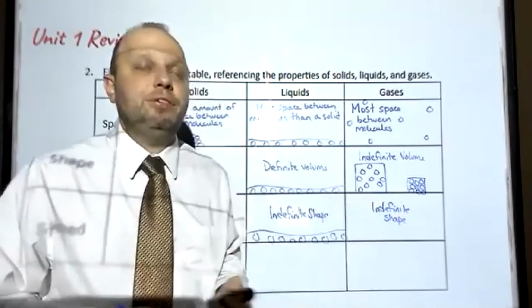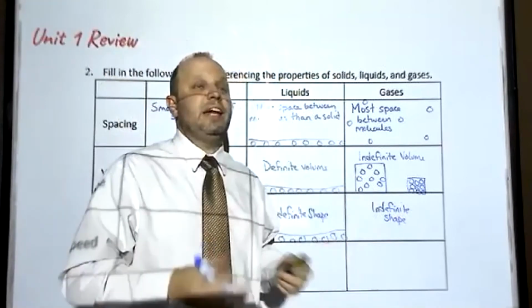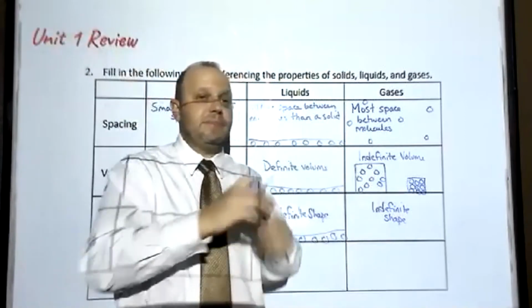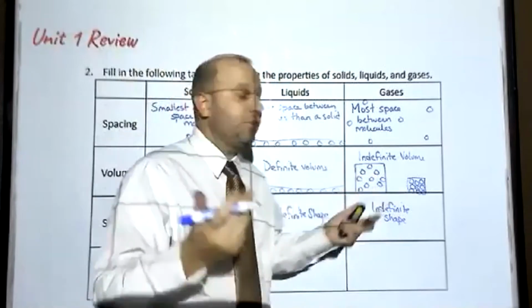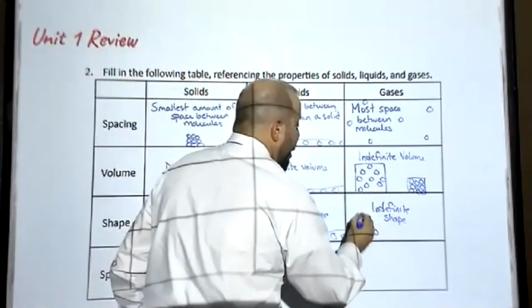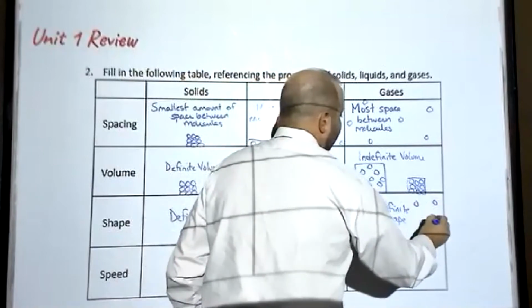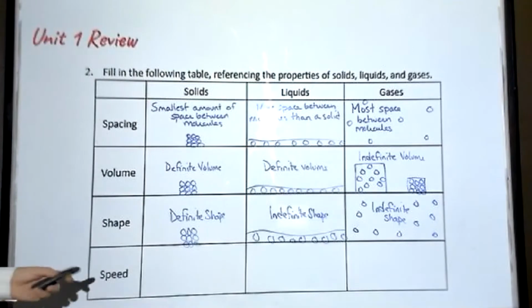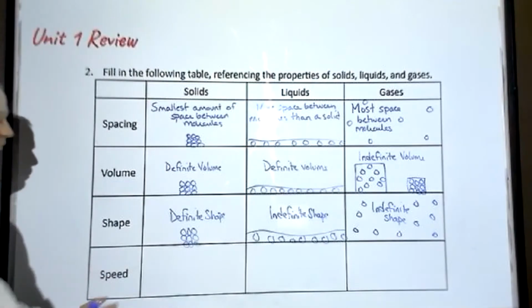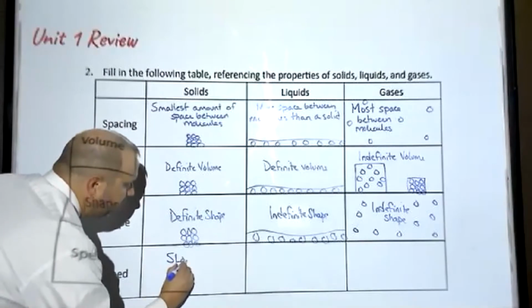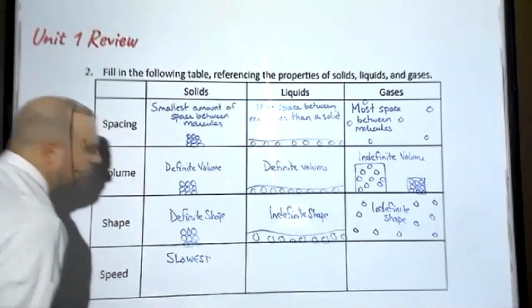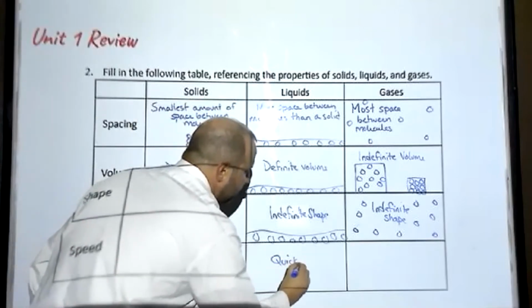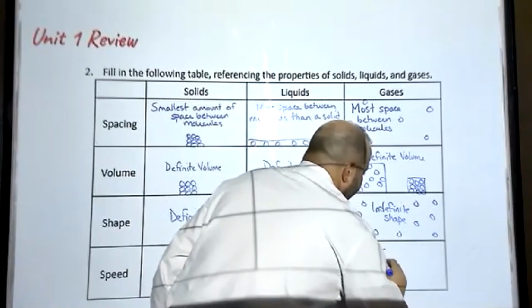That's why we can have gases in balloons that look circular. We can have gases in balloons that look like Mickey Mouse. We can have gases in balloons that look like a sword. Whatever your balloon shape is, that's the shape that the gas will take. And then finally, how fast they're going, the speed of these molecules. These are the slowest. These are quicker, and these are the fastest.